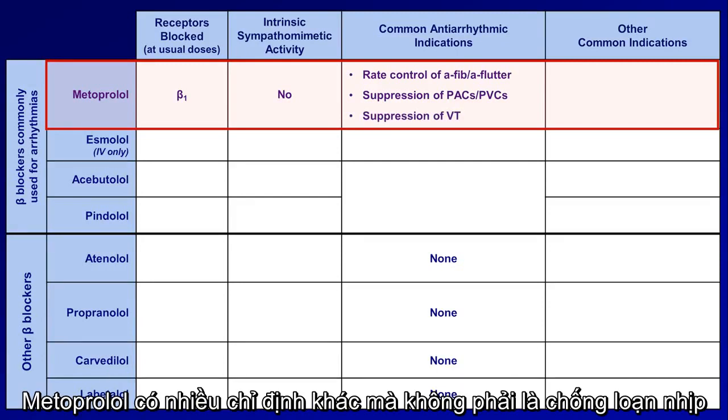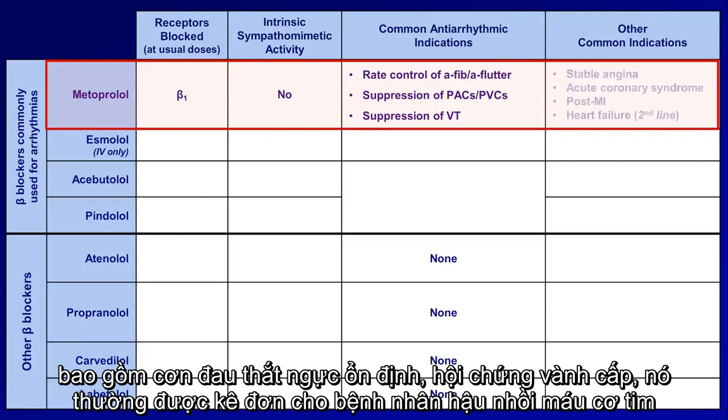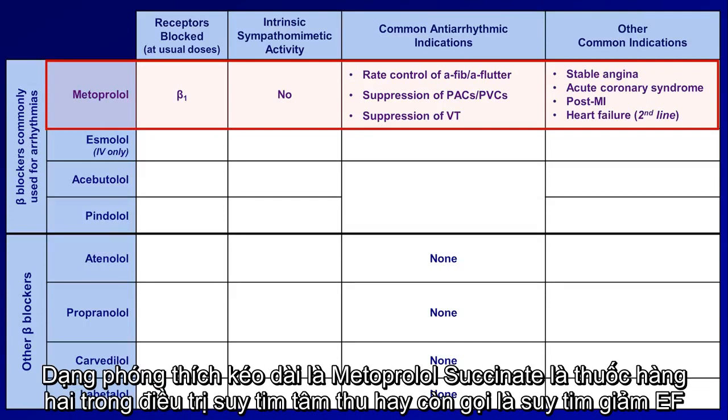Metoprolol has many other non-antiarrhythmic indications, including stable angina, acute coronary syndrome. It's routinely prescribed to patients post-MI, and the extended-release formulation, called metoprolol succinate, is the second-line beta blocker choice for treating patients with systolic heart failure, also known as heart failure with reduced ejection fraction.